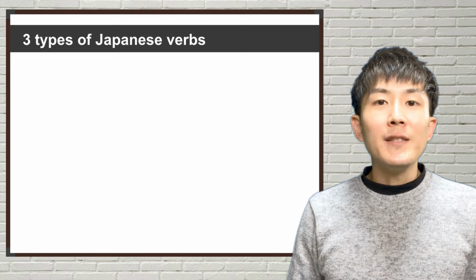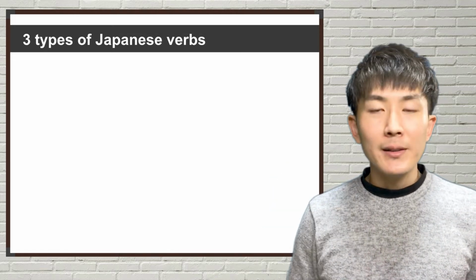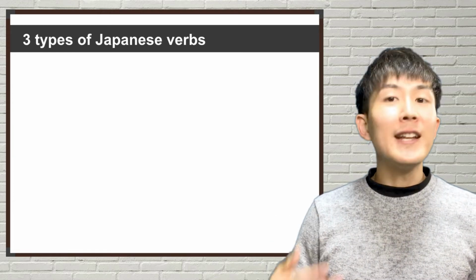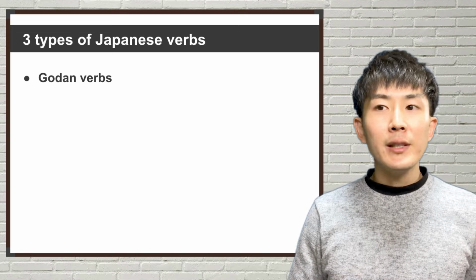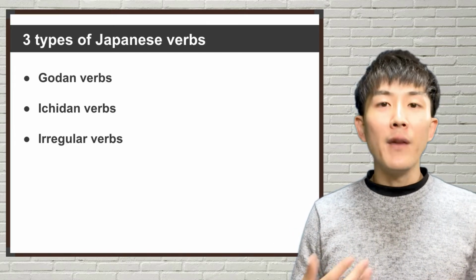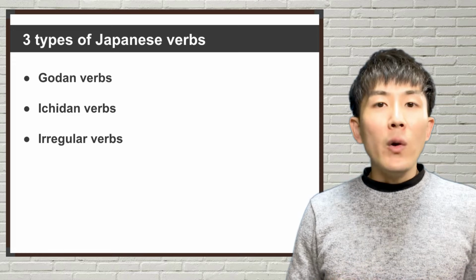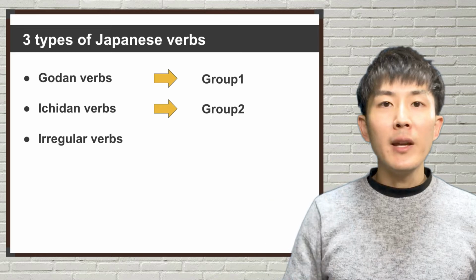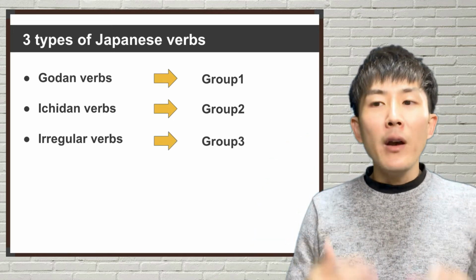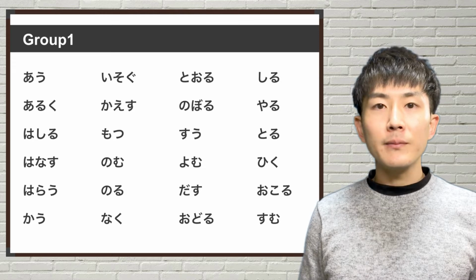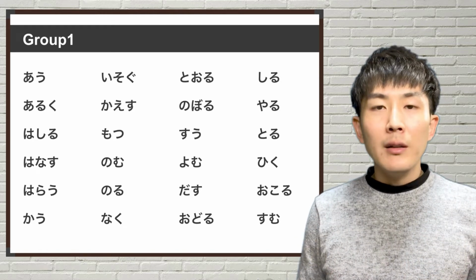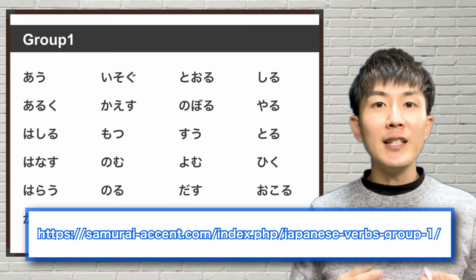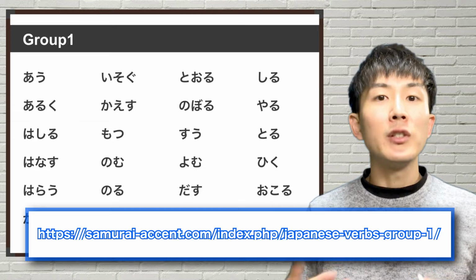First of all, Japanese verbs can be divided into three types. Those three types are called in various ways depending on the articles or the teachers, such as godan verbs, ichidan verbs, or irregular verbs, etc. But I want to explain it simply, so I'm going to call them Group 1, Group 2, and Group 3. The verbs that belong to Group 1 are here. These are not all. Actually, you can check Japanese verbs on this website. Also, the link is in the description of this video, so please try to check it.